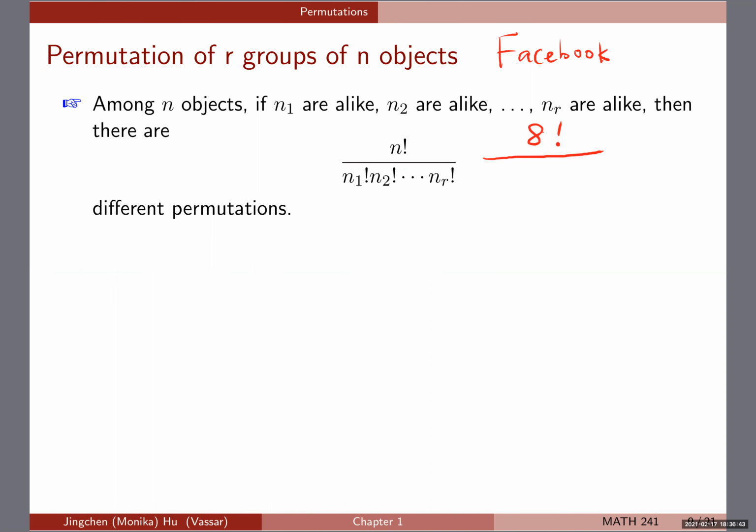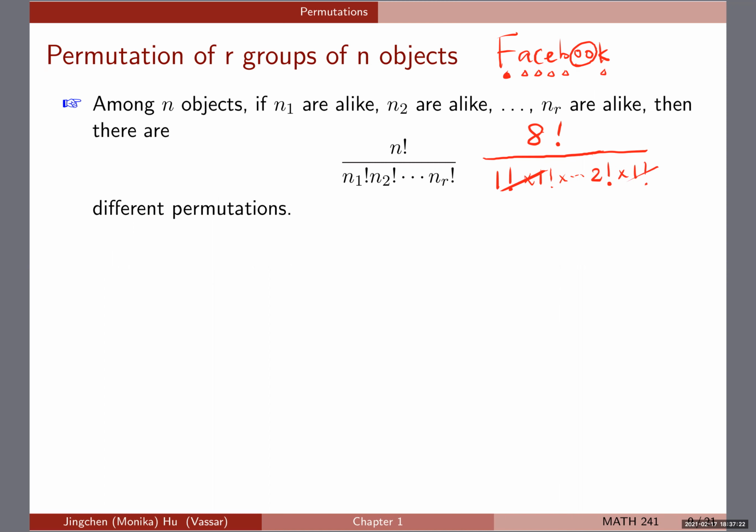F represents one group itself, and n1 in that case is 1 because you only have 1. Same goes for A, C, E, B, and K. They all represent one group with a single letter. O is the special group here because it has 2 objects. So all of the other ones will be 1 factorial, and then you will have 2 factorial over here. We know that 1 factorial is 1, so they all cancel out. Eventually we get what we had before, 8 factorial divided by 2 factorial.